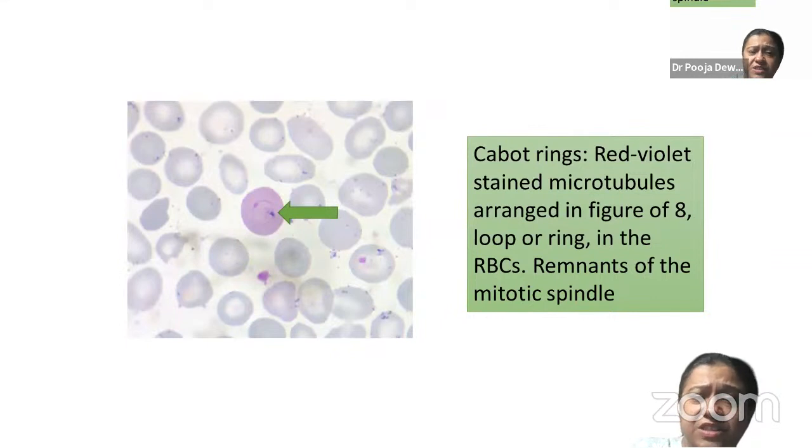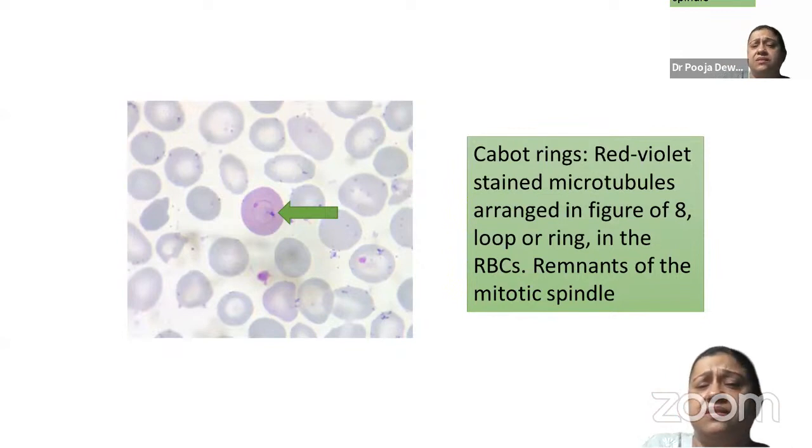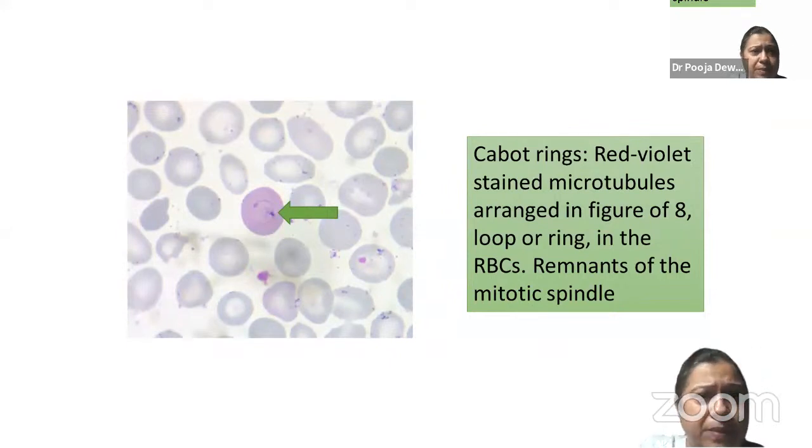Again, another feature which your pathologist may be able to tell you is the presence of Cabot rings. We may not be able to appreciate this in the peripheral smear. Frankly, I have not been able to appreciate it myself, but when the pathologist shows me, yes, I can say, yeah, this is a Cabot ring. So what is it? It is a red-violet staining microtubule remnant, which is arranged in a signet ring or a figure of eight kind of appearance in the RBCs. And again, because of the impaired DNA synthesis, there is an impairment in the mitotic spindles, and these remnants can be seen in the peripheral smear.